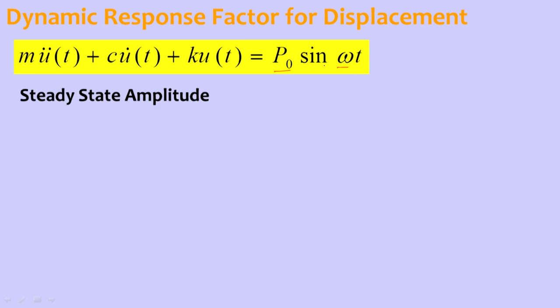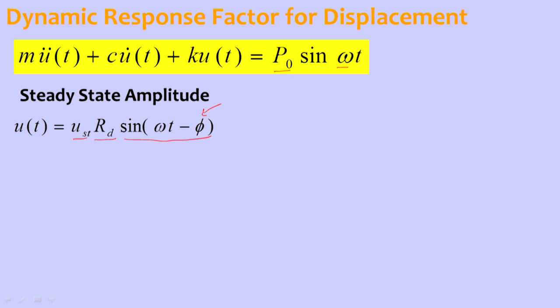Now, if we look at the steady state amplitude which we understood in the last class, the steady state amplitude is the product of the static displacement, the dynamic amplification factor for displacement, as well as the sinusoidal component. In this we need to observe the presence of this phi. This phi is a phase angle.